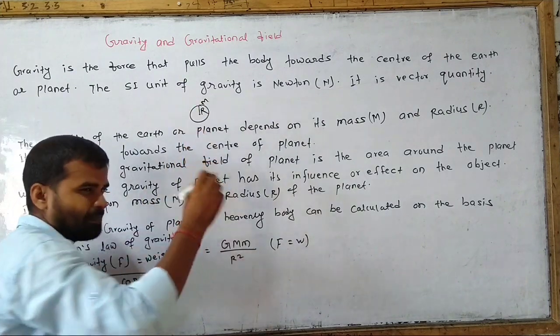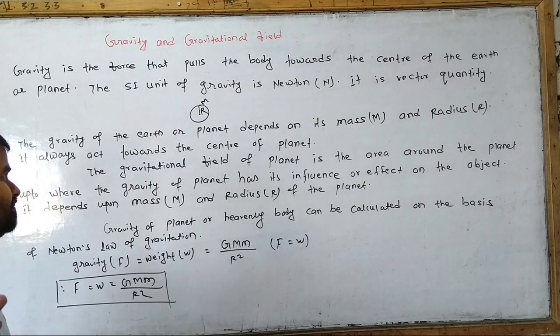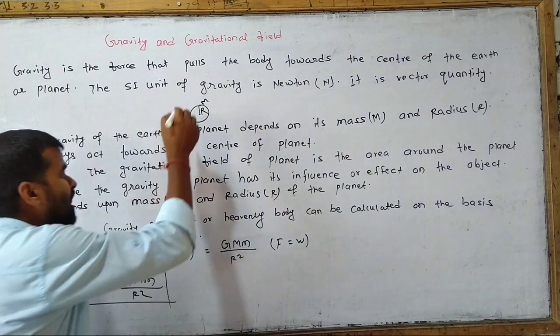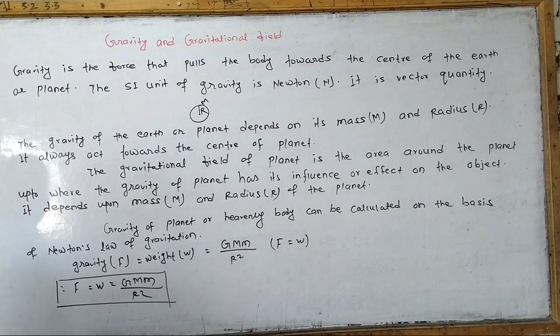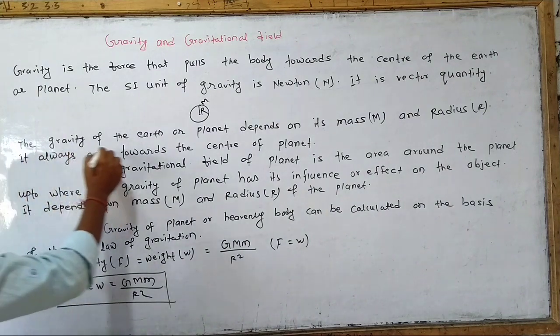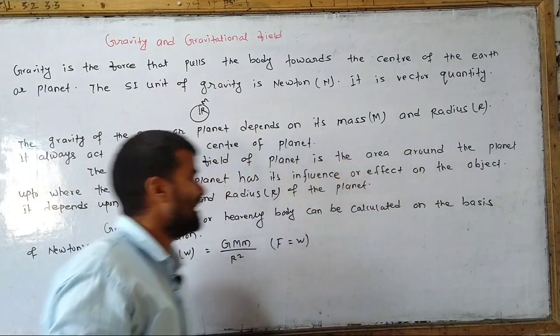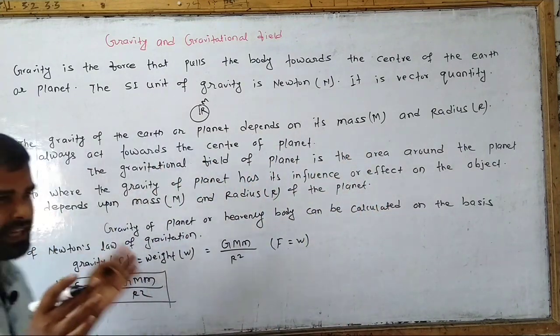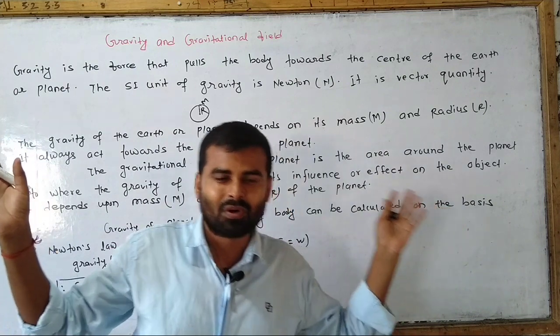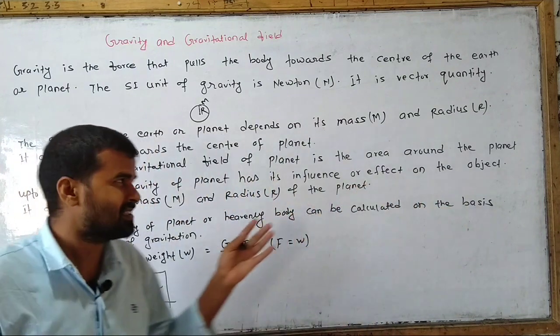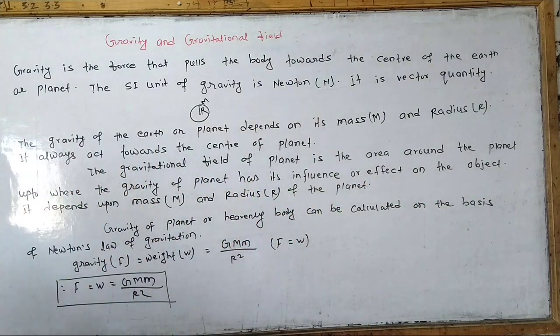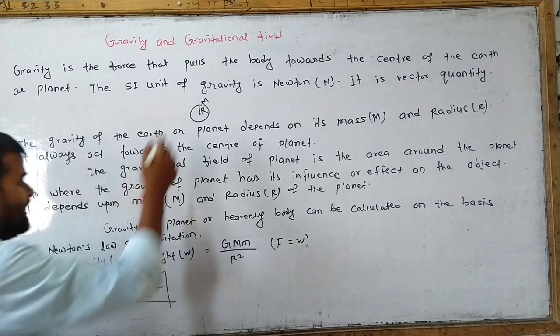Suppose this is Earth or any planet. It has a radius and mass. So the gravity of the Earth or any planet depends upon the mass and the radius. The more mass, the more gravity; the more radius, the more gravity. So this depends upon the mass and radius.